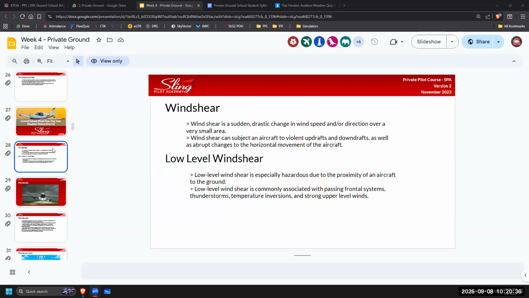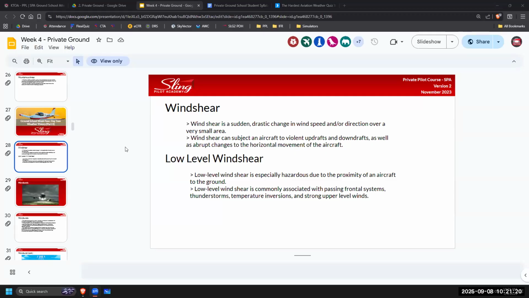Wind shear. Wind shear is simply a sudden drastic change in wind speed and or direction over a very small area. So simply write down a sudden change in speed or direction of the wind, right? Wind shear is very dangerous. It can cause violent updrafts and downdrafts, as well as abrupt changes to horizontal movement of the aircraft. So it's either pushing you forward or back, depending on a headwind or a tailwind. So sudden change in wind speed and or direction is wind shear.